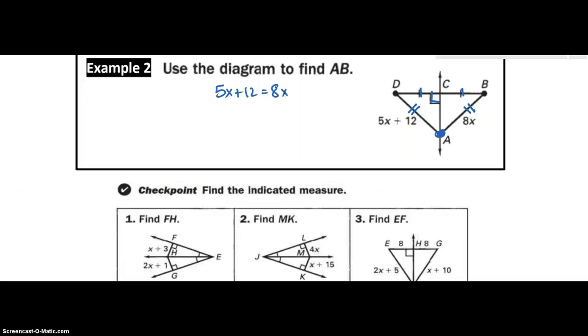So what would we do? How would we get x by itself? Yeah, subtract 5x from both sides. And then what? Divide by 3. Divide by 3, 4, and we get x equals 4. So would that be A then? 4. 4 is x. So if I plugged in 4 into the x, I'd have 5 times 4 is 20, plus 10 is 32. So the length of DA is 32. And 8 times 4 is also 32, so the length of AB is also 32. That's what we're showing here, that those sides are equidistant.